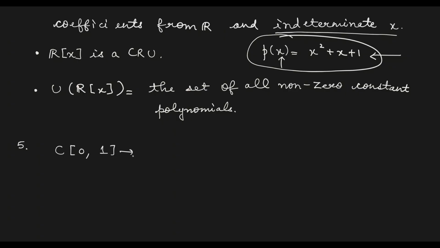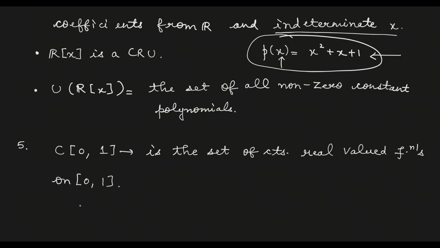C[0,1]. This is the set of continuous real valued functions on closed interval [0, 1]. Means C[0,1] is the set of all continuous real valued functions on closed interval [0, 1]. Means domain is closed interval [0, 1] and it is real valued. So codomain will be real numbers such that f is continuous.